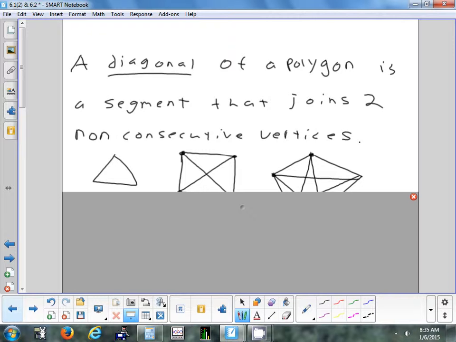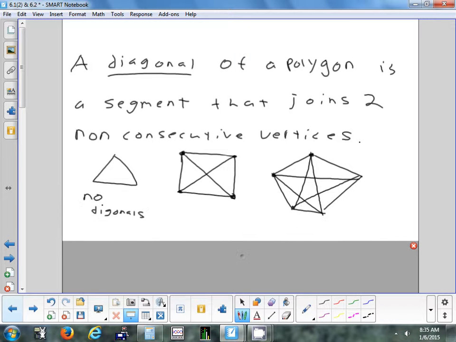So I drew a triangle. Do you have diagonals in a triangle? No. I don't care what two vertices you pick in a triangle, they're always next to each other. Pick any two you want. Pick the top one and the bottom left, pick the top one and the bottom right, or pick the bottom left and the bottom right one. They're always going to be next to each other. You've got to have more than 3 sides to have diagonals.